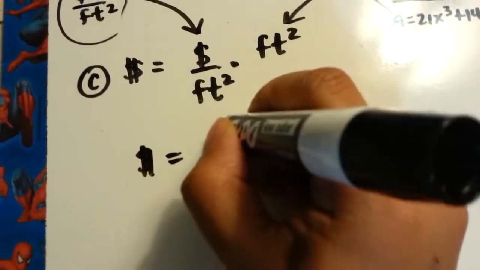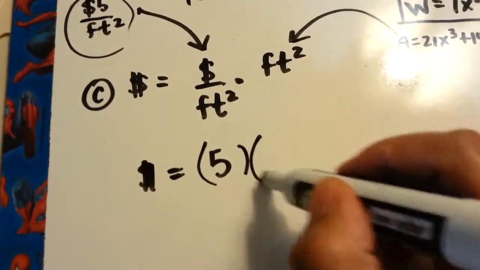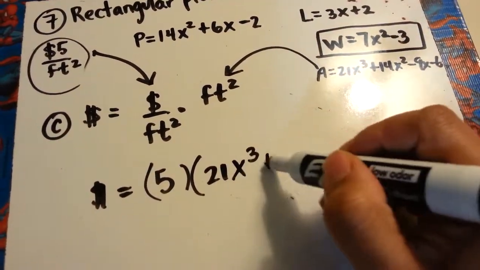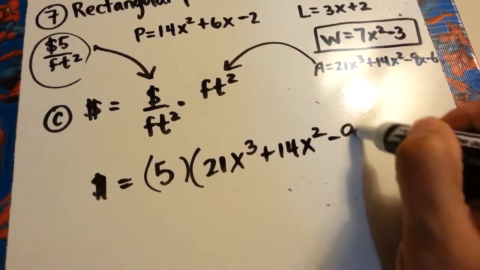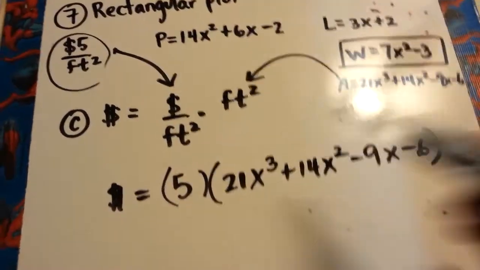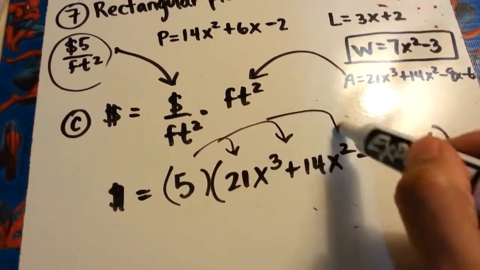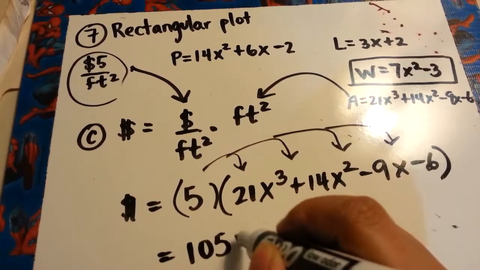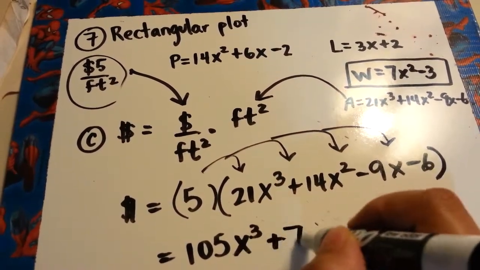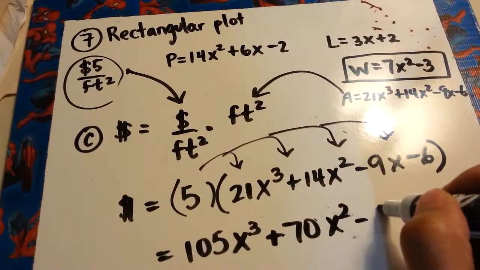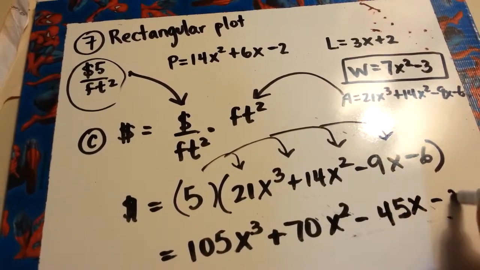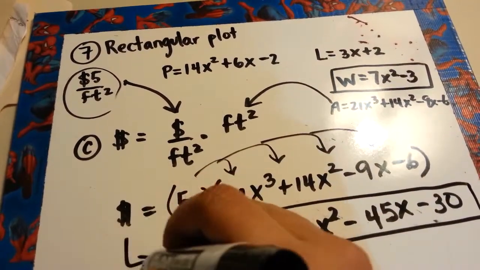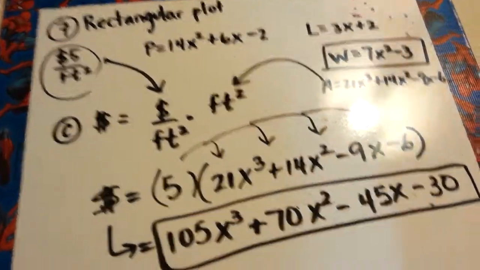And then this goes in here. So to get the money, you have to do 5 times the area polynomial, which would be 21x cubed, and this is just distributing the 5 in, and you get 105x cubed. That's money.